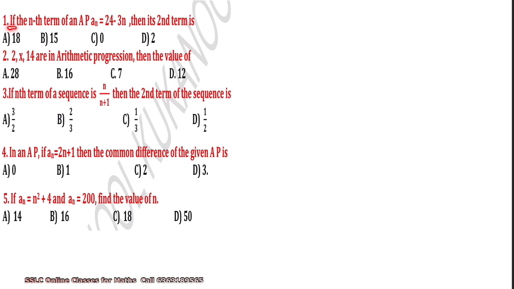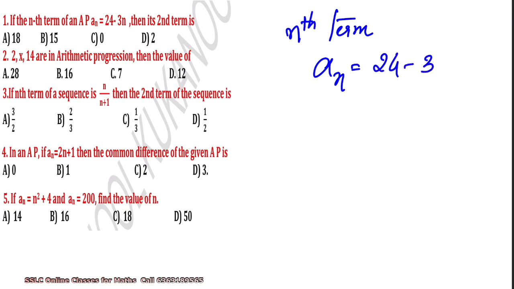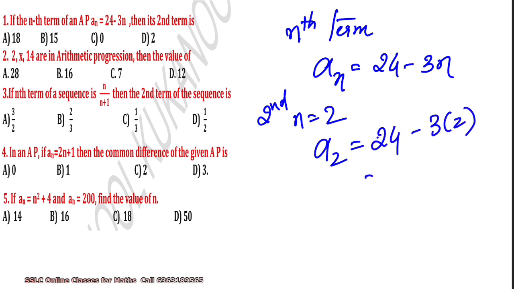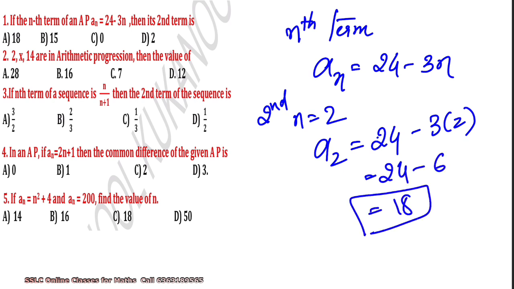See what it is given here. If the nth term of an AP an equal to 24 minus 3n, then its second term is. So what is given for us? Nth term is given. What it is? An equal to 24 minus 3n. What we need to find out? Second term. So second term means substitute n equal to 2. What you will get? A2 equal to 24 minus 3 into 2 is 24 minus 6, 18. So 18 is the right answer for us.